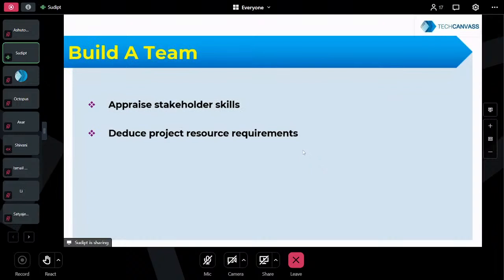Our next task is building a team, because without a team, a project manager cannot execute a project, right? So project managers need to know how to appraise stakeholders' skills, deduce project resource requirements, and how to continuously assess and refresh team skills to meet the project needs. Project managers will also need to know how to maintain a team, and how to do knowledge transfer. Because at the end of the day, this will become very important when you start transitioning the project to the customer. So you should know how to complete the knowledge transfer through the project team members.